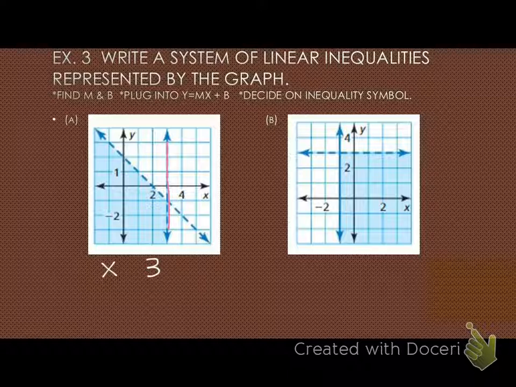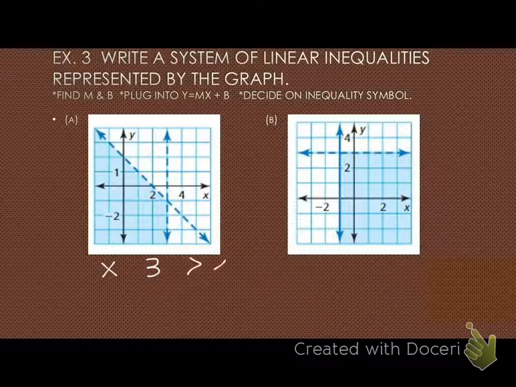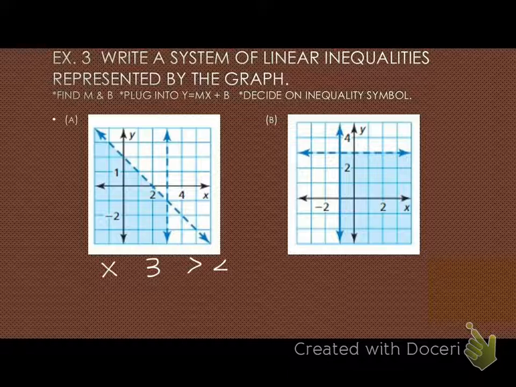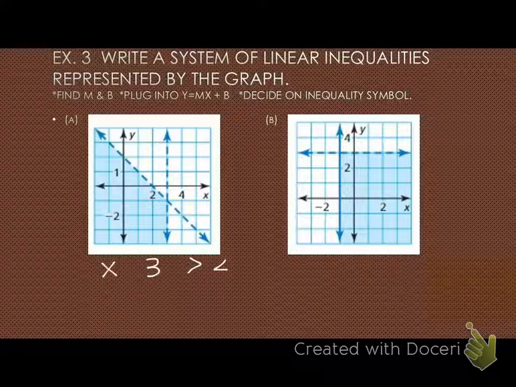The only thing left for me to decide is my symbol: greater than, less than, greater than or equal to, or less than or equal to. Now, based on the line, which of these symbols can I quickly eliminate? The or equal to symbols, right? Because I know my line is dotted, so my symbol is not going to be greater than or equal to or less than or equal to. Now, the only thing left for me to decide is x less than 3 or x greater than 3.